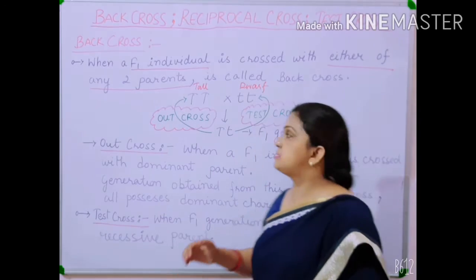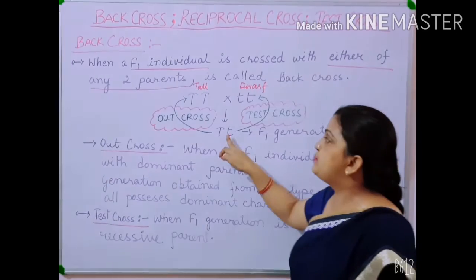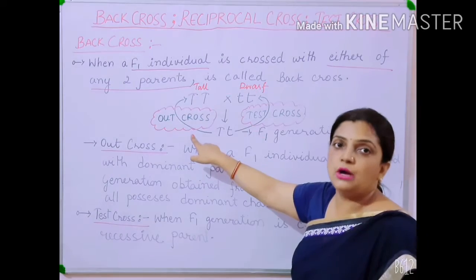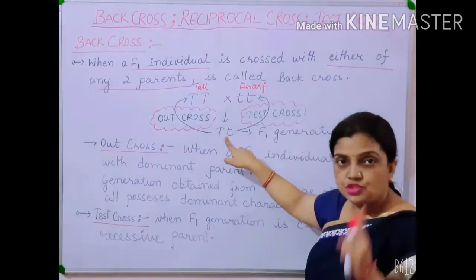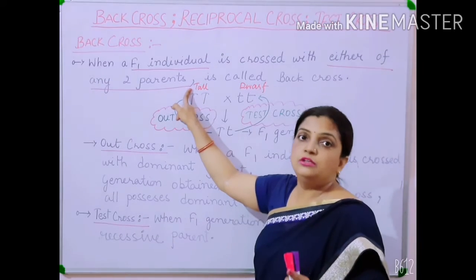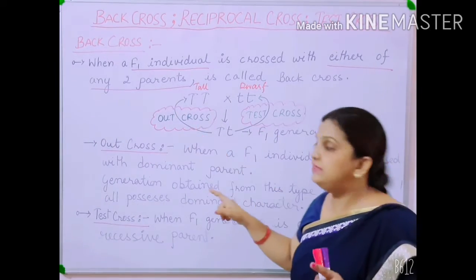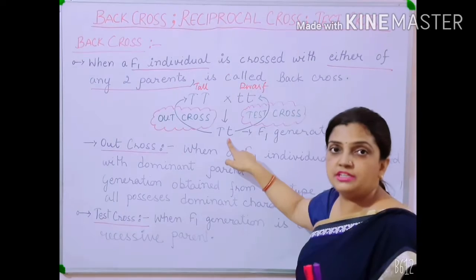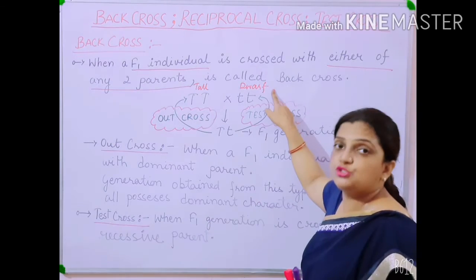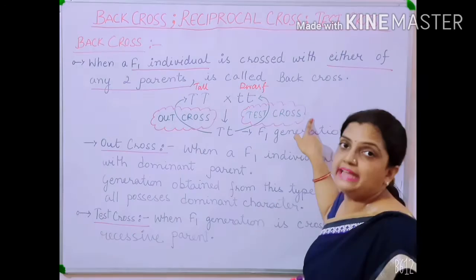Now, it is very simple to understand that when your F1 progeny hybrid tall plant is crossed with the dominant tall, this type of cross is called an outcross. When the F1 generation progeny is crossed with the dominant parent, the dominant tall plant, this cross is called an outcross. And if the progeny of the F1 generation is crossed with the recessive parent, that means the dwarf plant, the short-heighted plant, then this type of cross is called a test cross.